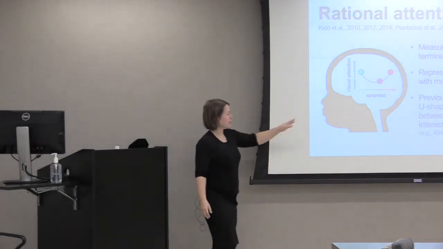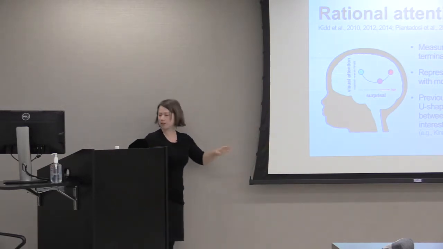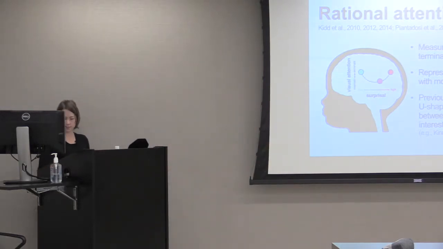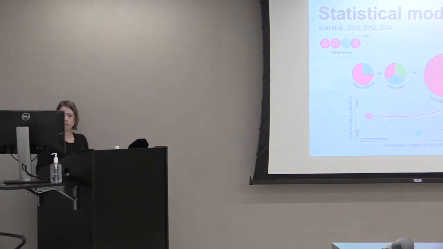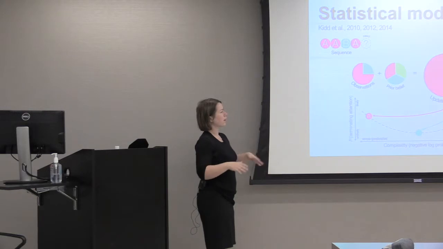What we were expecting to see is, like previous theories have predicted, that there's a U-shaped relationship between information and interest. And I'll come back to that in just a second. So I'm not going to go into the details of the model too much, but I'll walk you through the intuitions behind it.